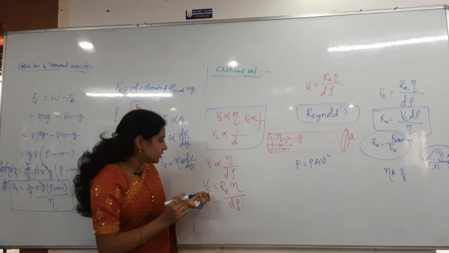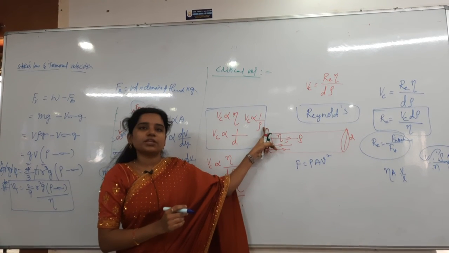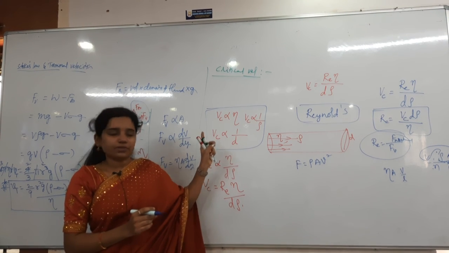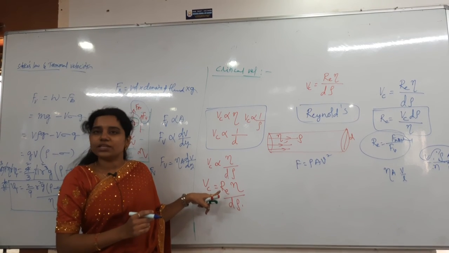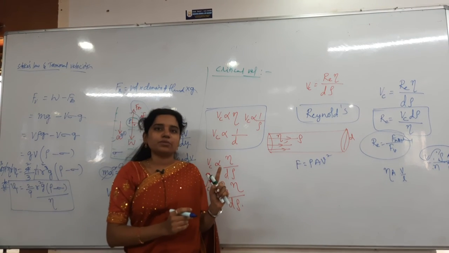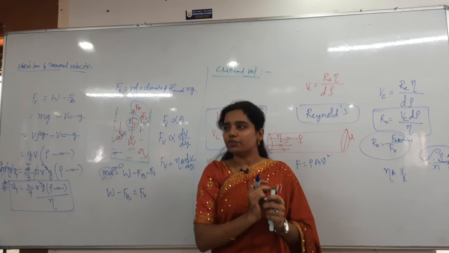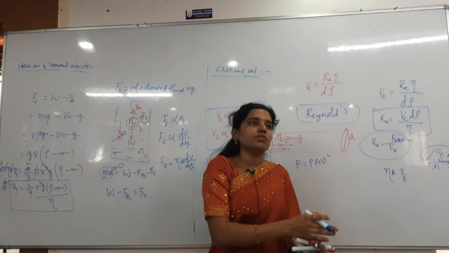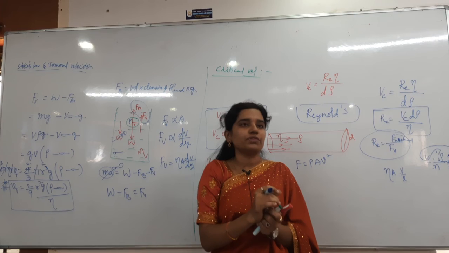Now the critical velocity, you already know that Vc is directly proportional to eta, inversely proportional to the density of the fluid and also inversely proportional to the diameter of the pipe. From that we remove the proportionality and we get a constant known as the Reynolds number. The Reynolds number gives the idea about the fluid flow: what happens if it is between these values, less than that value, or more than that value.